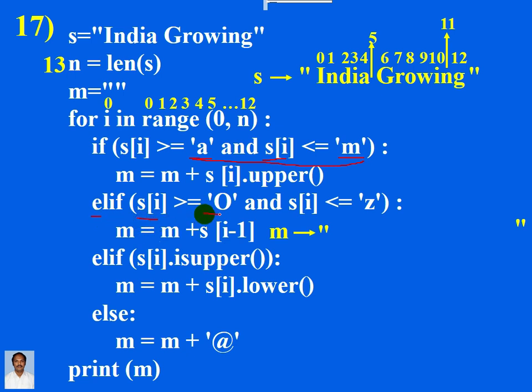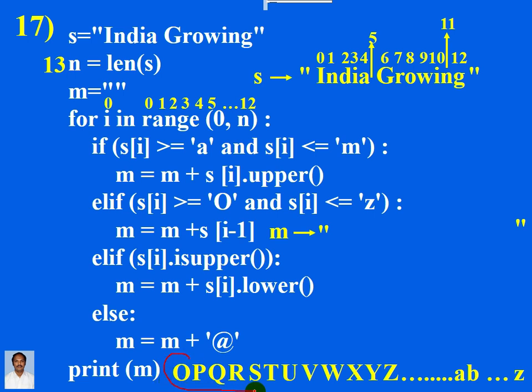Capital I greater than or equal to capital O and capital I less than or equal to small z. So we need to know the characters that are between capital O and small z. These are the characters between capital O and capital Z, and these are the characters small a, small b, small c, etc. up to small z. These are the characters between small a and small z. Now between capital Z and small a, few characters will appear here. You don't need to know about them.